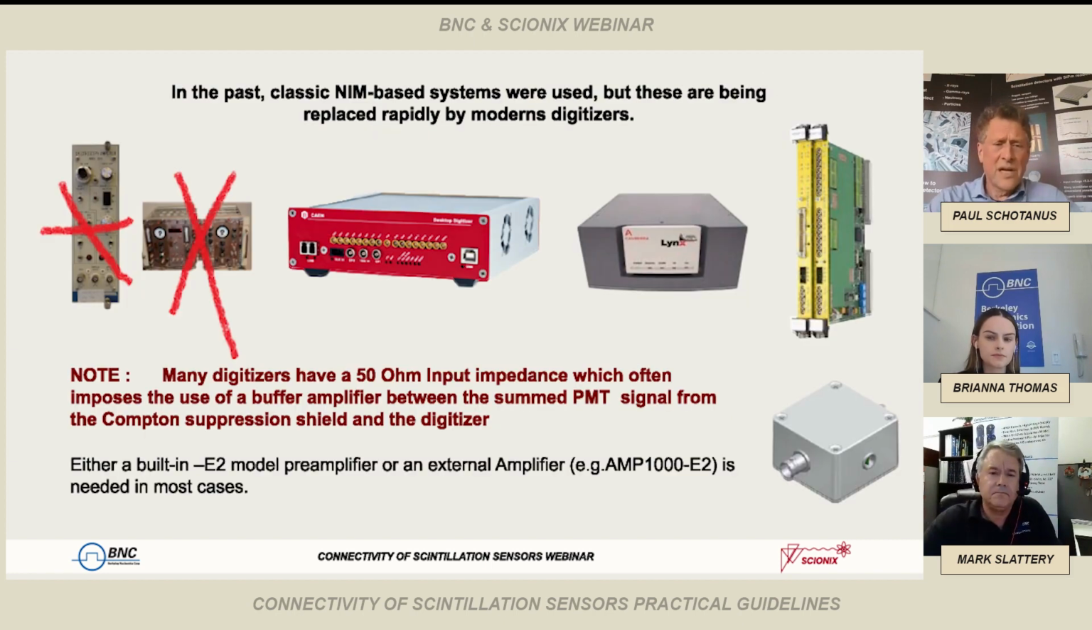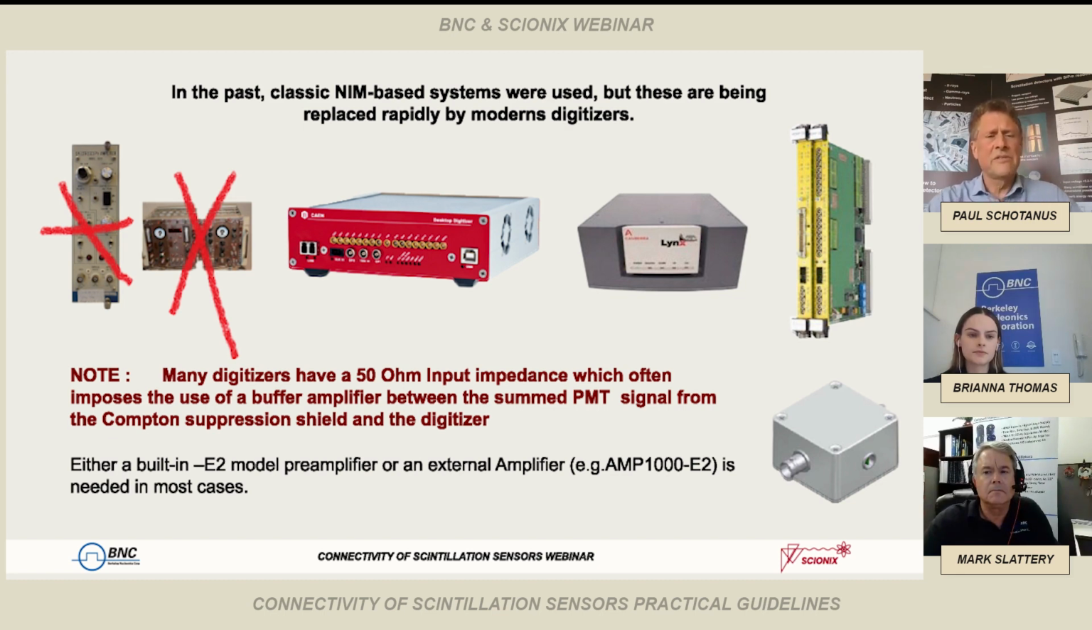So I said in the past, of the last many years, NIM-based systems were used, but they are actually rapidly replaced by modern digitizers. Actually, at the moment, NIM-bin amplifiers are hardly produced anymore. There you see a few examples, a few manufacturers. There are several of them around.